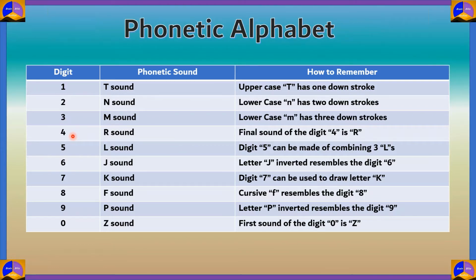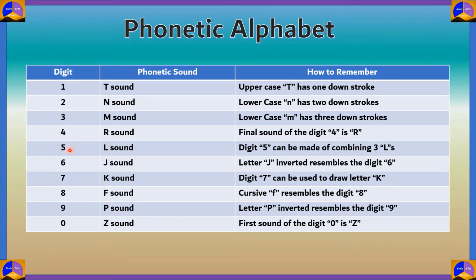For the number 4, we use the r sound. And for this sound, in order to remember it, we can think of it as the last sound of the word four. So the final sound of the digit 4 is r. So the r sound is used to represent the digit 4.